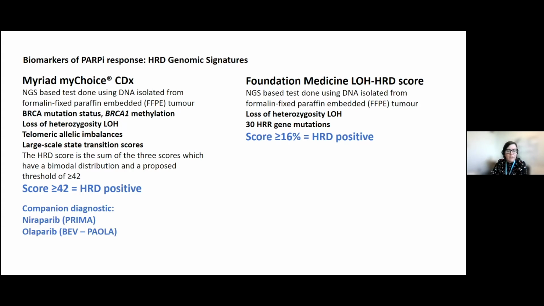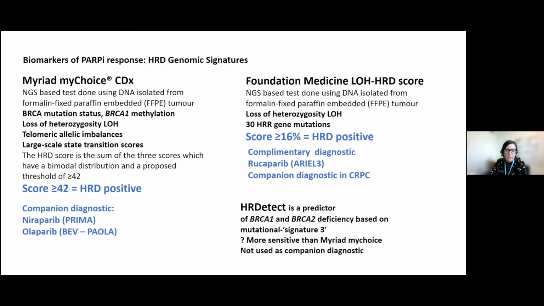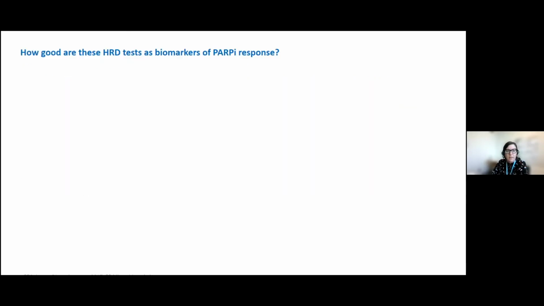And these, as I say, are used in companion diagnostics associated with the clinical trials that I've listed in brackets in ovarian cancer. There's another test called the HR Detect, which is a predictor of BRCA1 and BRCA2 deficiency based on a mutational signature 3 signature. This is thought to be maybe more sensitive than the Myriad MyChoice assay, but it's not currently approved to be used as a companion diagnostic in gynecological cancers.